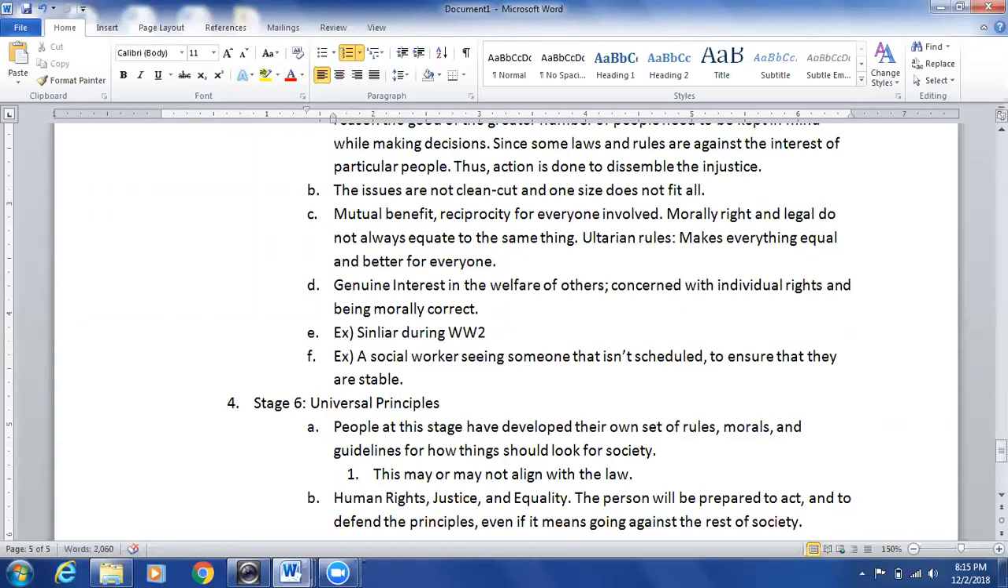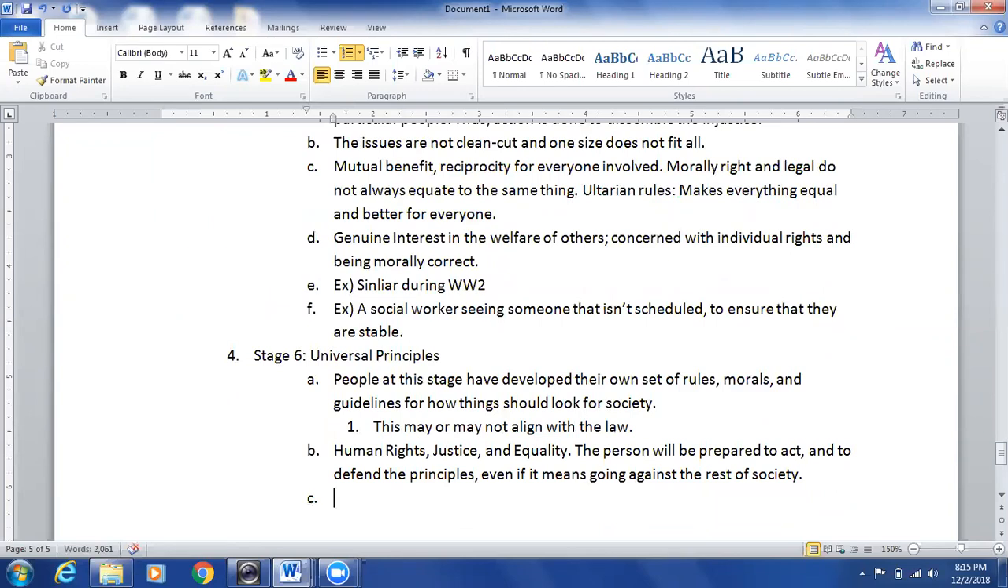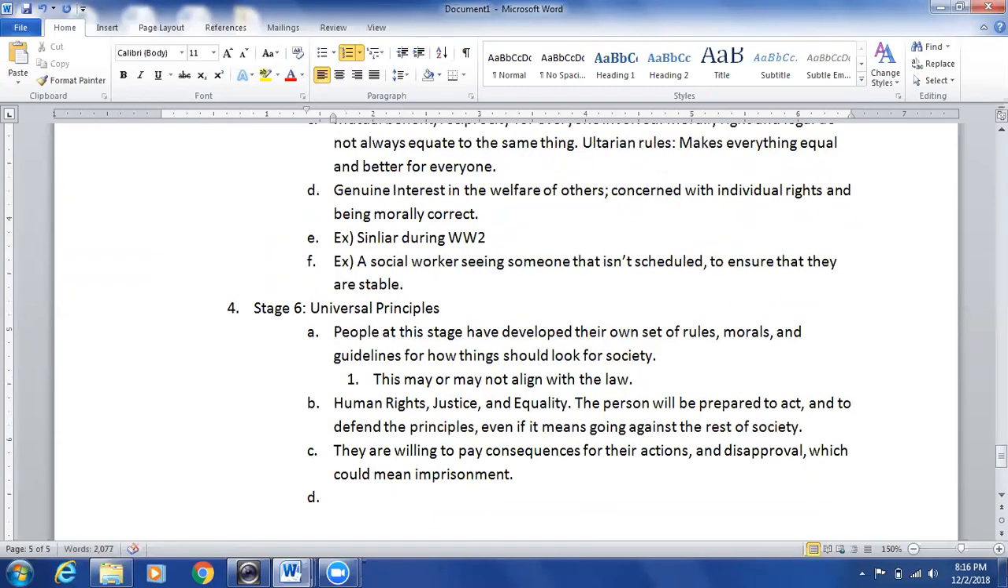This is very sacrificial, which means they are willing to pay consequences for their actions and disapproval, which could mean imprisonment. So these are people that are like 1 in a million type examples.